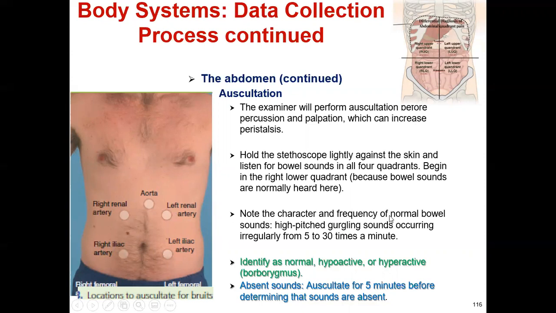So we note the character and frequency of the normal bowel sounds. It is usually a high-pitched gurgling sound occurring irregularly from 5 to 30 times a minute. Also identify it as normal, hypoactive, or sometimes hyperactive. So these are the findings of auscultation.